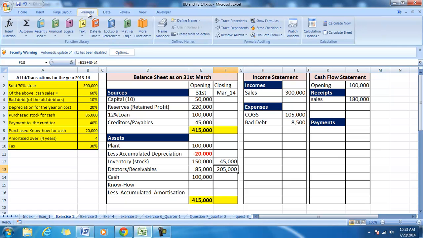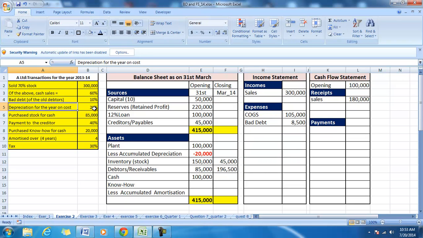So the debtor, we have seen in this case, was 85,000 plus 300 minus 180. Now debtor will reduce further to the extent of the bad debt too. So the change in the debtor is due to credit sales and due to the bad debts.